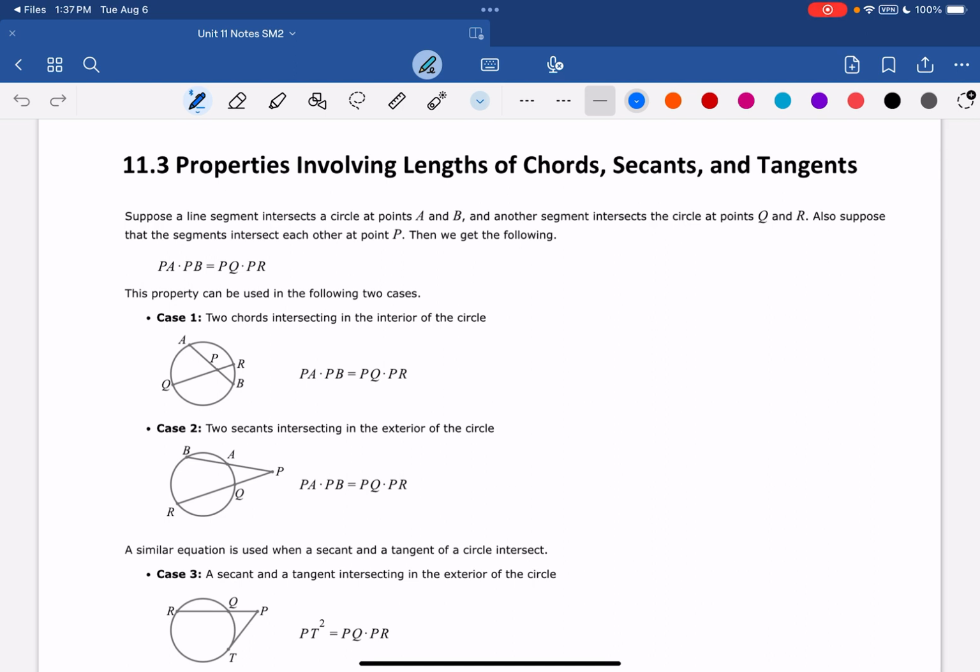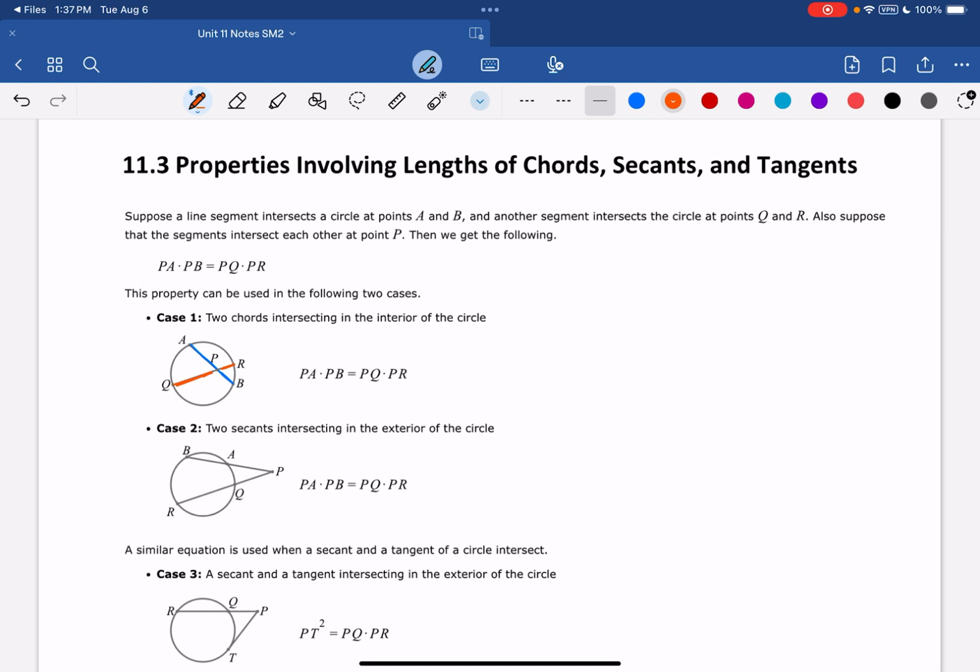Okay, so case 2. What it does is it splits it up. So we have like this part times this part equals this part times this part. Okay, so part times part equals part times part.